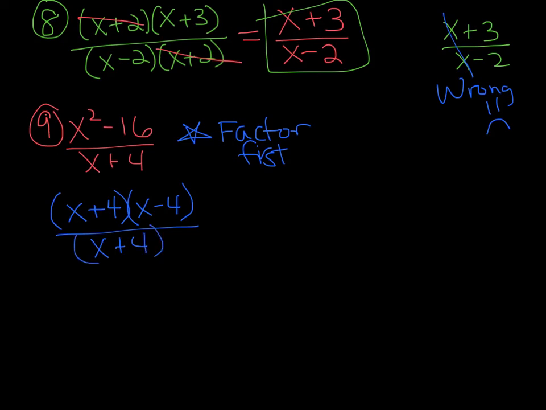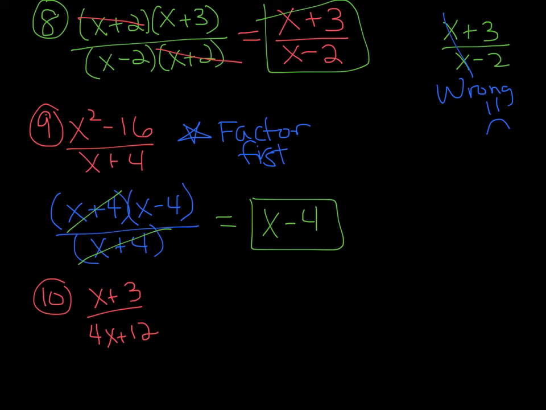Notice how I added parentheses around my bottom factor. You don't have to do it, but I think it's nice to do that. But actually now what you can do is cancel out your x plus 4s, and all you're left with is going to be x minus 4. And that's it.